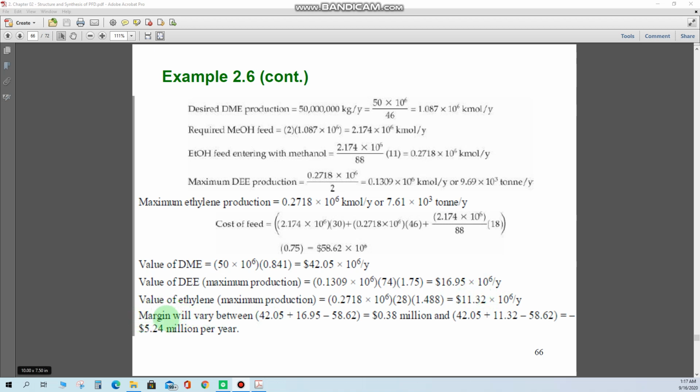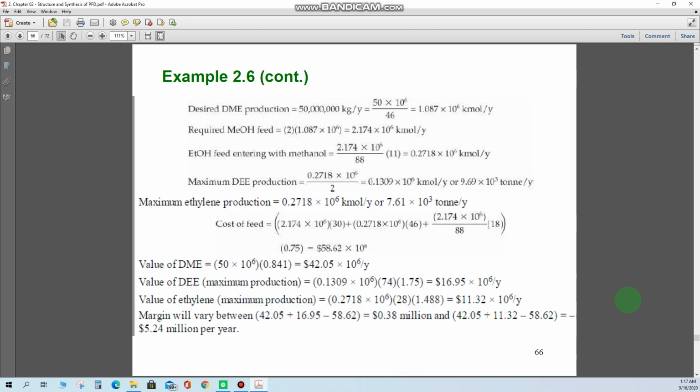Now there will be two ways to select the type of process. First one, the margin will vary: 42.05 is the dimethyl ether, which is required here, then the diethyl ether, which is less required here, minus the cost of the feed. Now it will give you the value of $0.38 million. So this has a profit margin of $0.38 million.